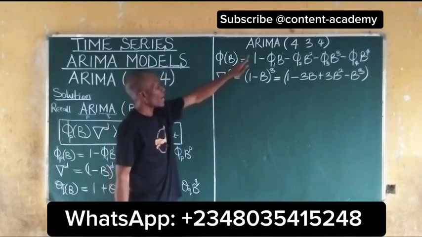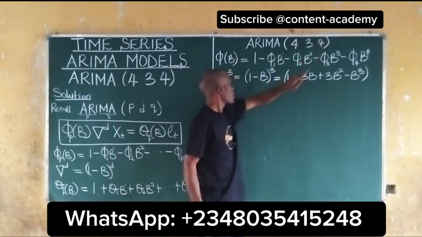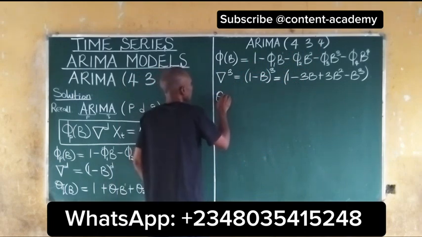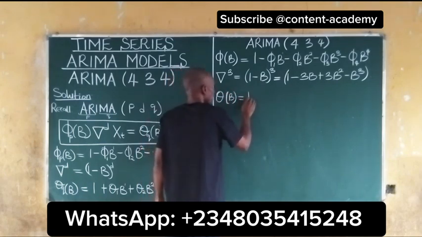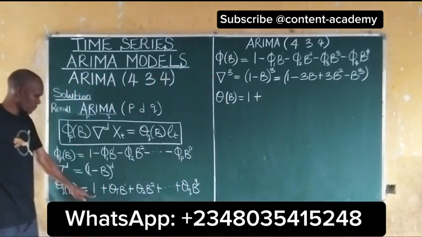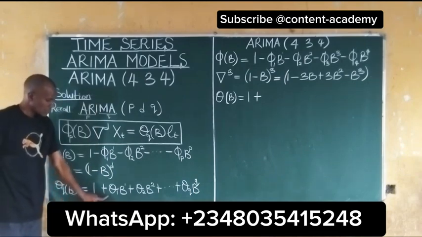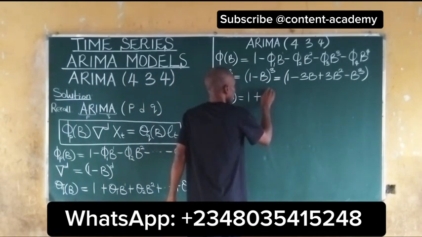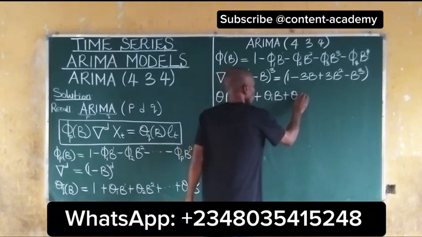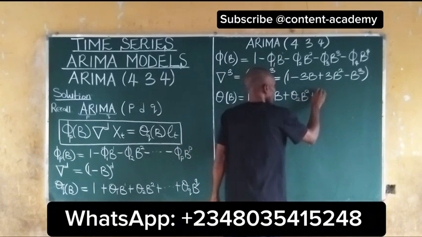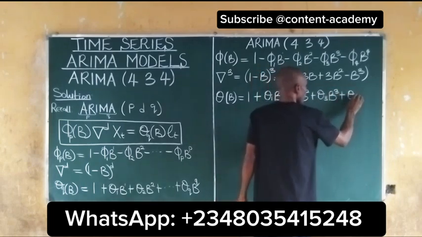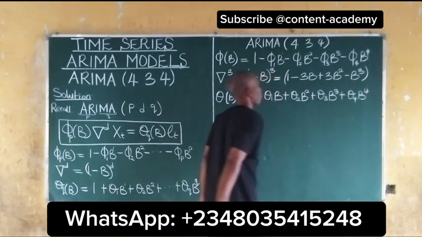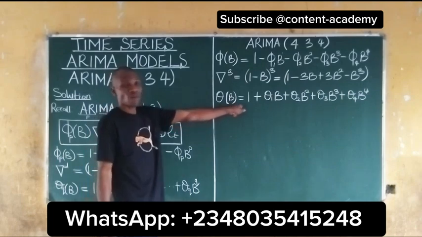Now, we have our moving average of order 4, which is theta(B) to be equal to 1, positive. Of course, from here we see that our moving average is positive. So we have 1 plus theta 1 B plus theta 2 B squared plus theta 3 B cubed plus theta 4 B to the power of 4. So this is of order 4.